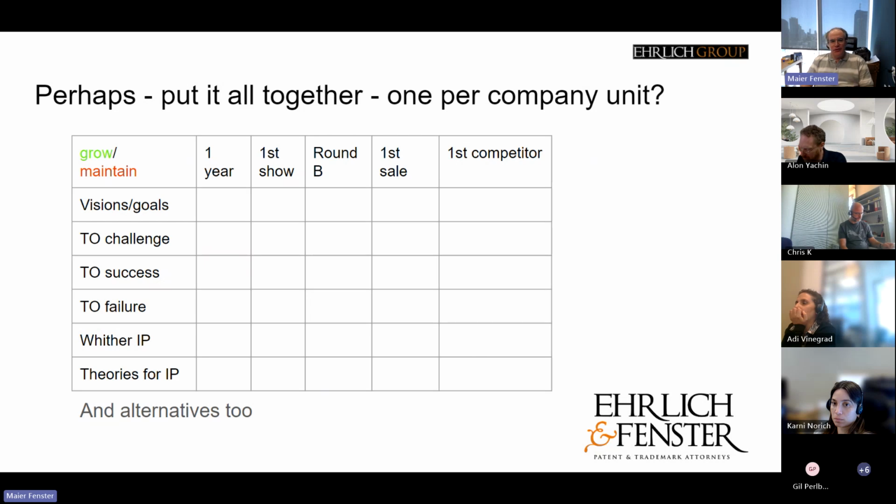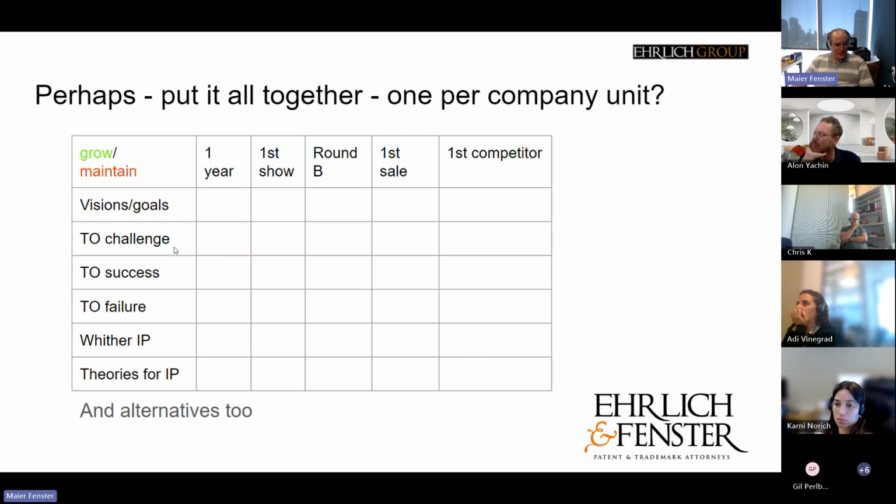Now, here's a table, and of course you want to make a much bigger table, but imagine that you have one of these for each company unit, and what I'm showing you here is different stages. After 1 year, your first trade show, when you're getting round B, your first sale, your first competitor. At each one of these things, you have multiple visions or goals, and you probably have more than one challenge, more than one series of success, and definitely more than one series of failure. And only after you fill in all of this do we ask, and where does IP fit in here? How will the IP help us overcome the challenge and so on?